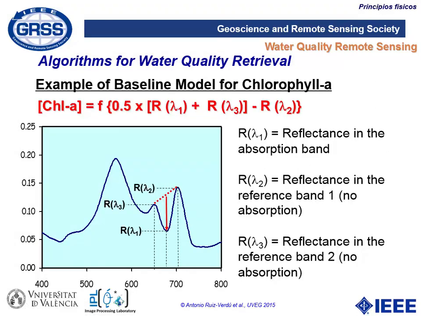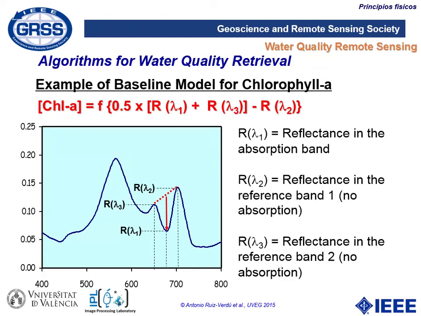Another type of models, well, I should say that sometimes the ratio is used to minimize the effect of atmospheric correction and other errors in the retrieval of reflectance. Sometimes the ratios are expressed as normalized ratios, of the type, for example, of the NDVI in land surfaces.